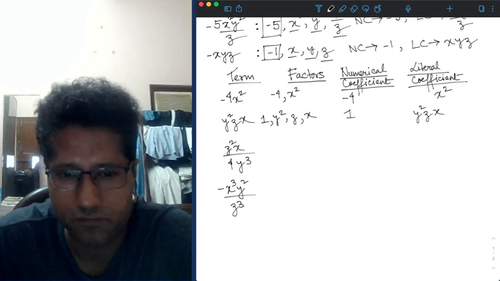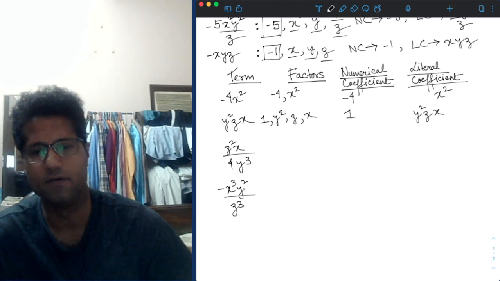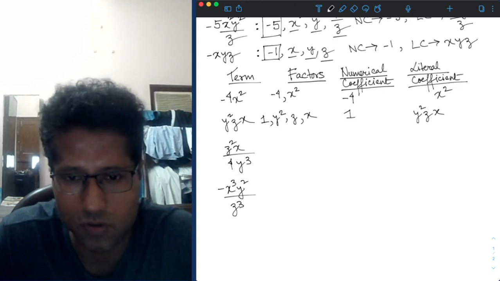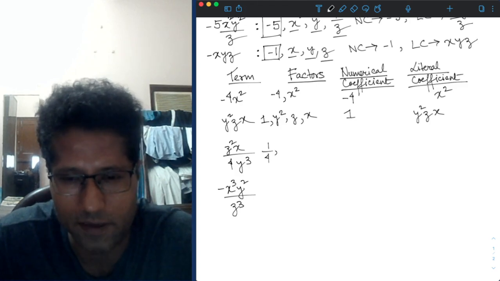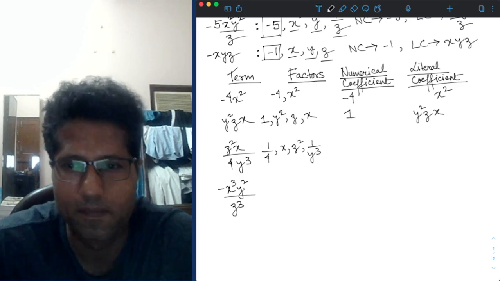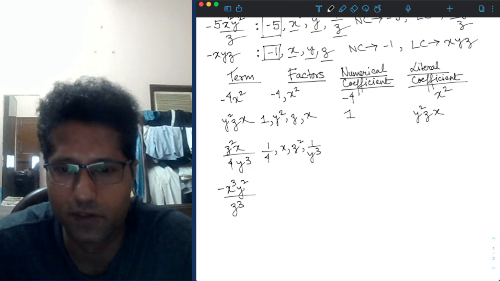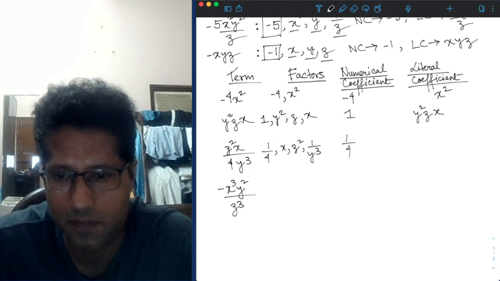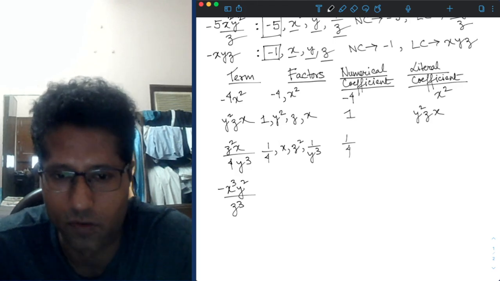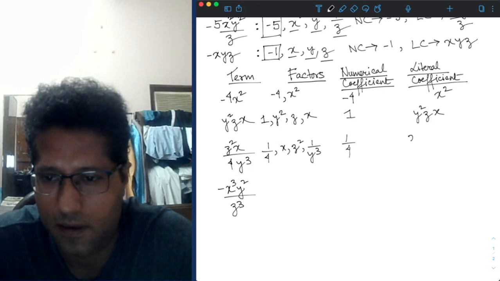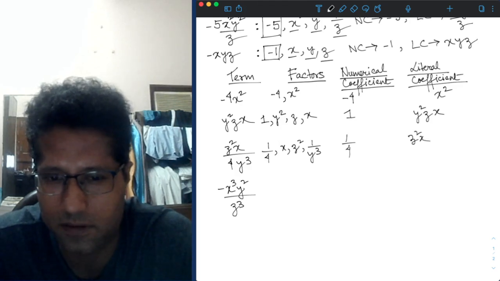For the third one, it is z square x divided by 4y cube. So the factors are, the constant part is 1 by 4 and the other factors are x, z square and 1 by y cube. So the numerical coefficient is 1 by 4 and the literal coefficient is everything in the term except the 1 by 4, which is z square x by y cube.